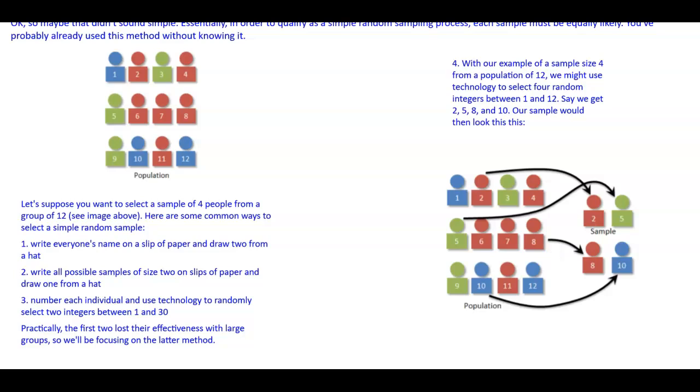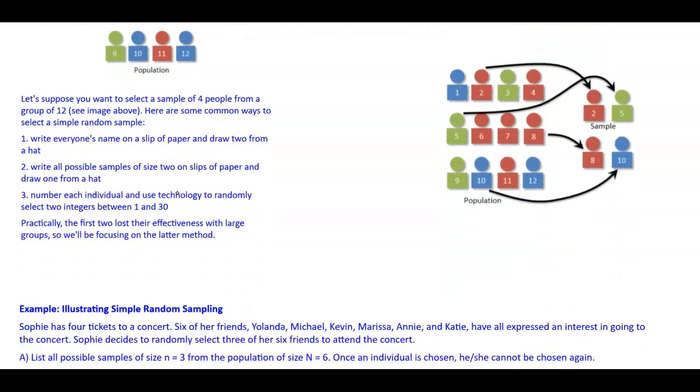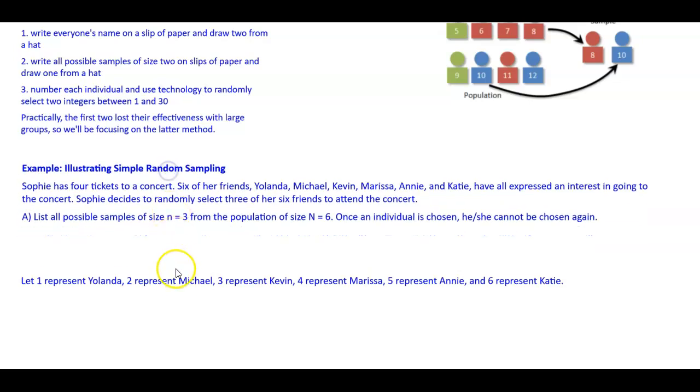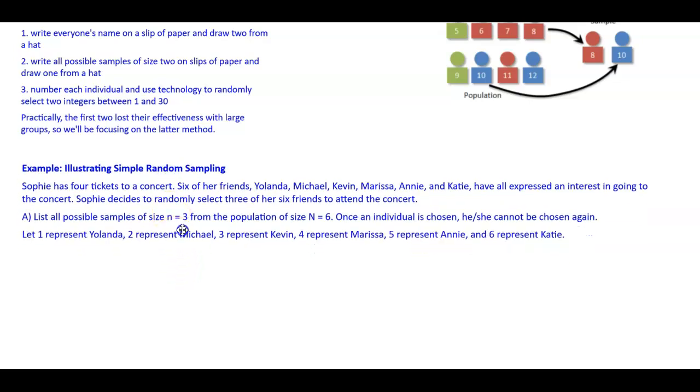Okay, so now we are going to take a look at an example. We want to be able to illustrate simple random sampling. Now, Sophia has 4 tickets to a concert. 6 of her friends, Yolanda, Michael, Kevin, Marissa, Annie, and Katie, have all expressed an interest in going to the concert. Sophie decides to randomly select 3 of her 6 friends to attend the concert.